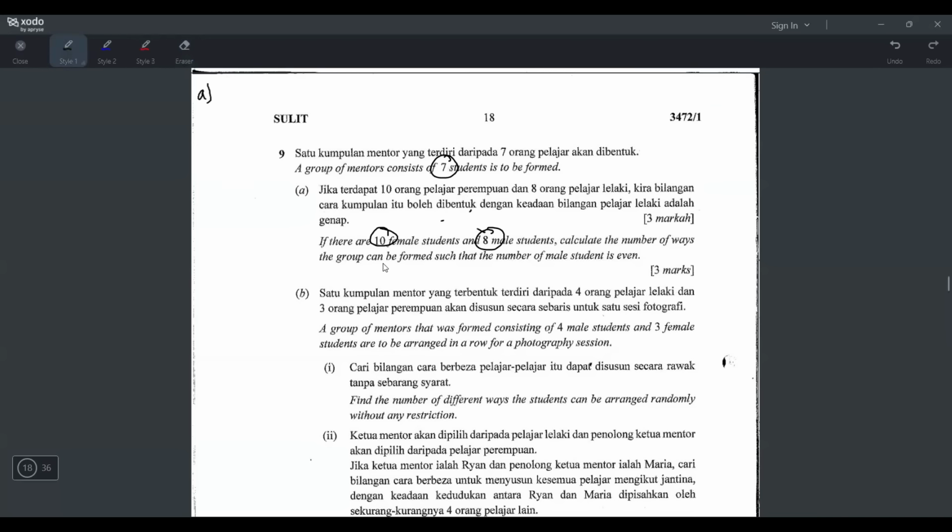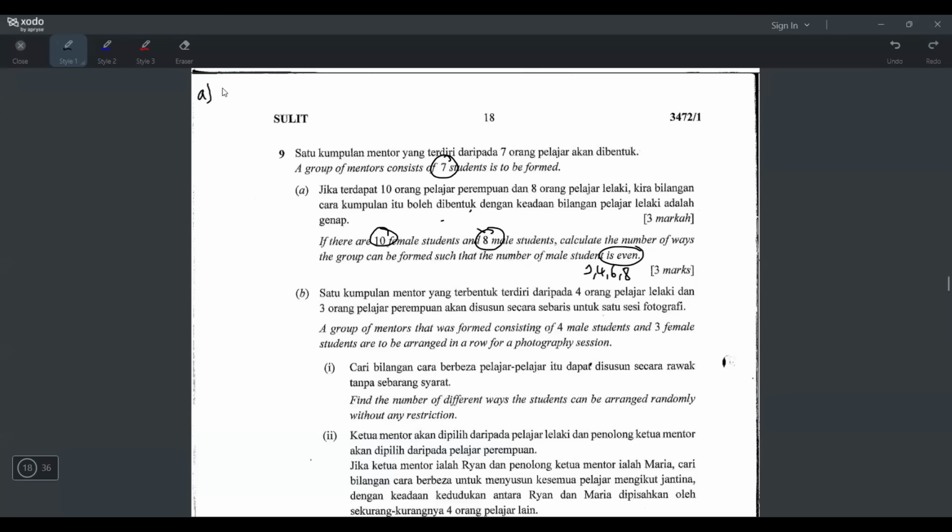They said the number of ways the form shows that the number of male students is even. Maksudnya bilangan lelaki kena nombor genap. So from 7 students, how many lelaki do you think? If you want it to be an even number, it is like 2, 4, 6, 8. All these numbers are nombor genap. So you can only have 2 boys, 4 boys, 6 boys, 8 boys like that.